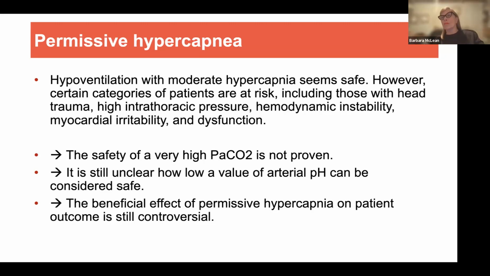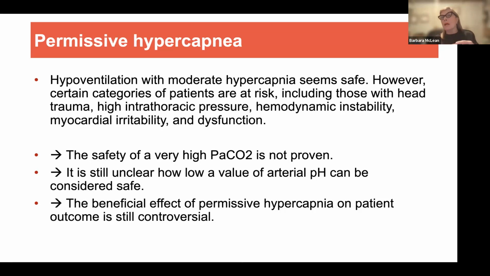Also, if they have a high intrathoracic pressure, maybe they have pneumos, they have hemos, they have high intrathoracic pressure because of the kind of ventilatory support you're applying to those patients. It is not actually determined what level of CO2 is going to be detrimental. We're just not sure how detrimental that CO2 is. It's still not even clear how low a pH value you could have in your arterial blood.